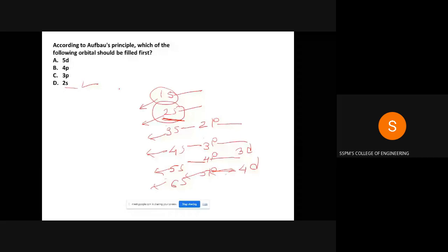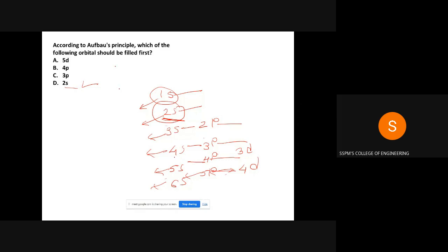Aufbau principle, also called Aufbau rule, states that in the ground state of atoms, electrons are filled at the lowest available energy. So wherever the lowest energy is available, you fill the electrons there. The same idea appears in molecular orbital theory, MO theory, MOT.